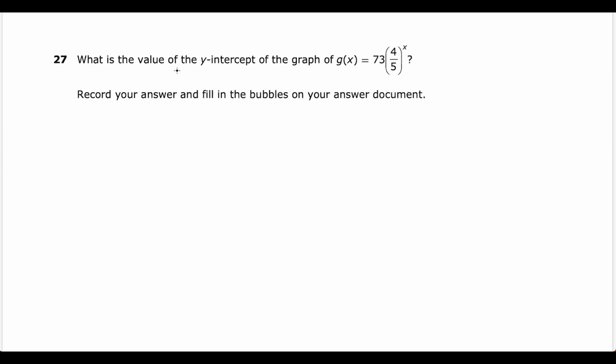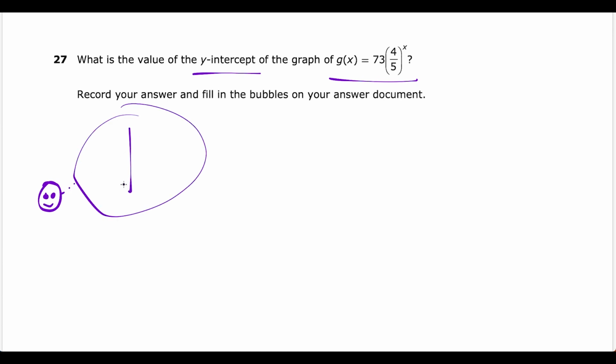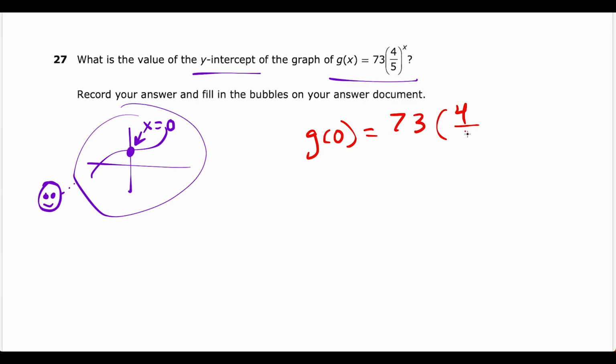So question 27, what is the value of the y-intercept of this graph? And what I think about right away, when I hear y-intercept, is that no matter what my graph looks like, at the y-intercept the x value is always equal to 0. So to find the y-intercept, we're just going to plug in x equals 0 to the function. And we have 73 times 4/5 to the 0 power. You could type this in a calculator or just know that 4/5 to the 0 power is equal to 1. And then 73 times 1 is going to be 73.